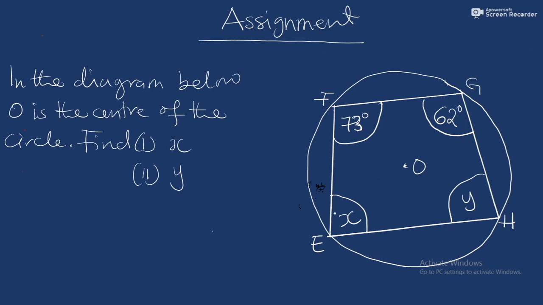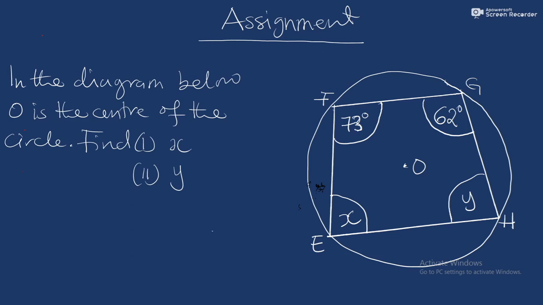Now you can identify that this diagram is a cyclic quadrilateral. So why is it a cyclic quadrilateral? Because it is a four-sided figure inside a circle where all the vertices touch the circumference of the circle. So once we are able to identify that the diagram is a cyclic quadrilateral, we apply the theorem on it. So we are to find I, which is X.